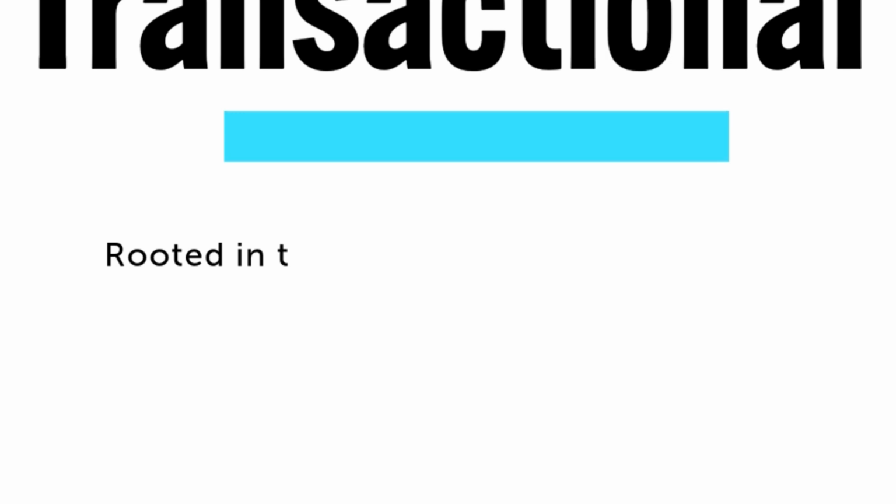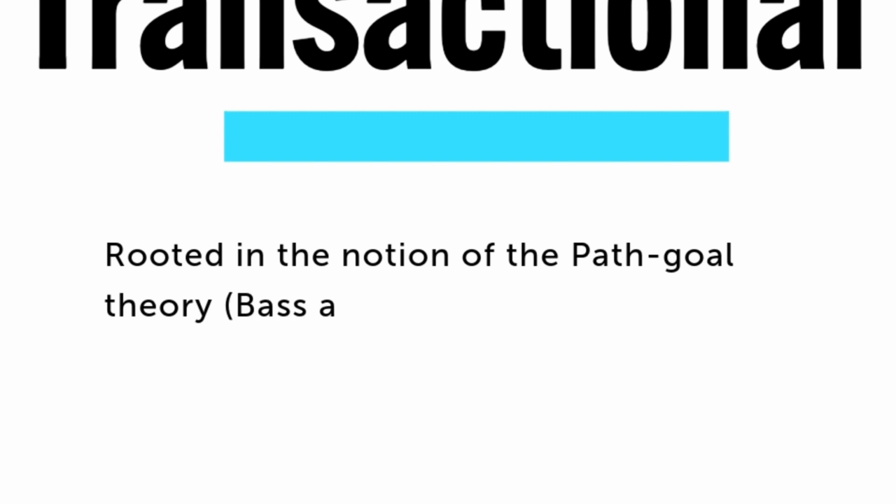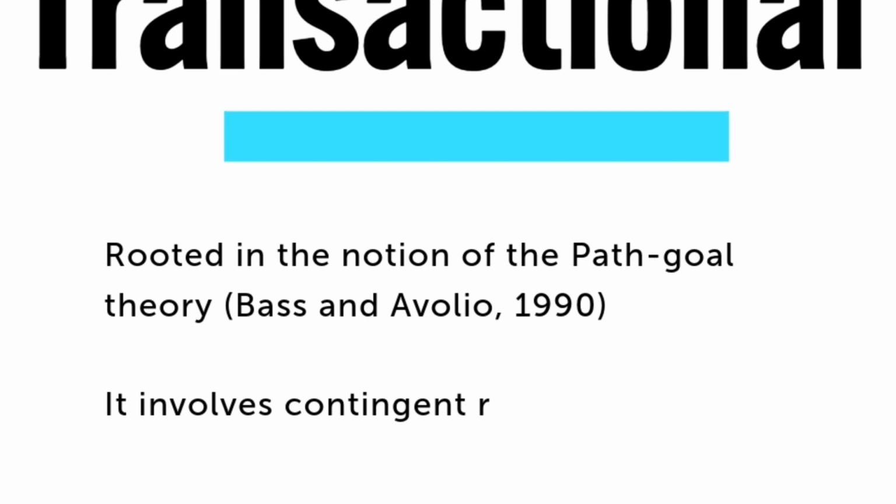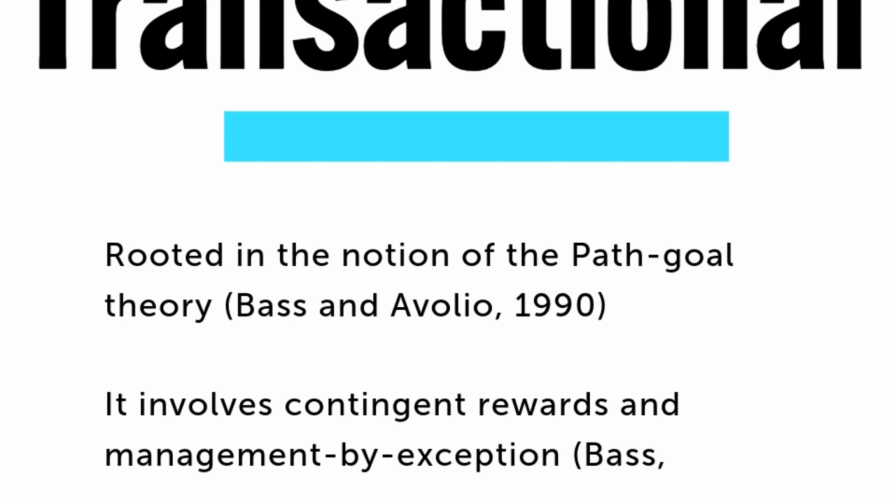The first theory we'll explore within the follower approaches is transactional leadership theory. Transactional leadership is one of the more widely used leadership styles and is strongly influenced by path-goal theory, which focuses on how leaders motivate followers to achieve specific objectives. In the transactional model, motivation is based on contingent rewards. Followers are rewarded if they meet agreed-upon performance targets.